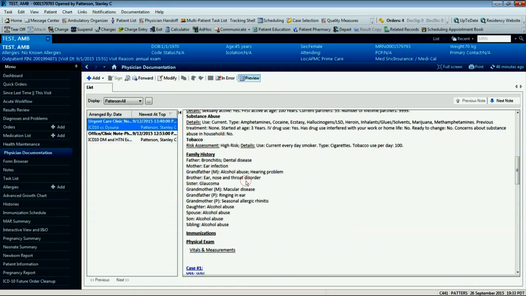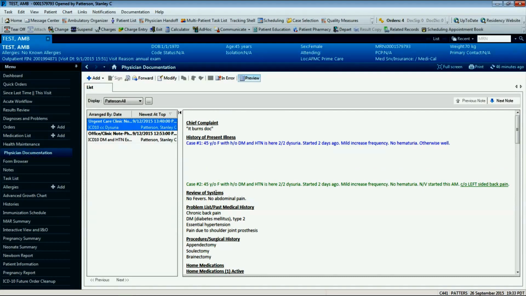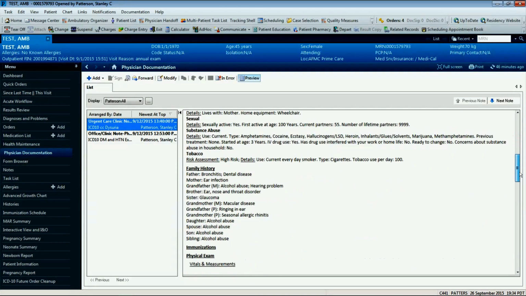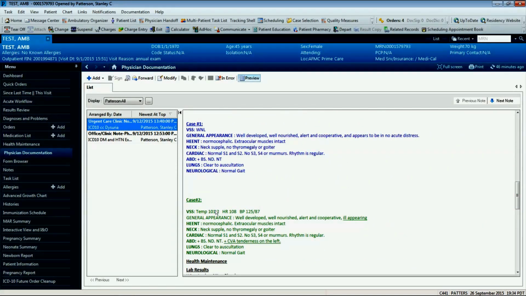Let's go back to this same patient, different clinical presentation. A 45-year-old female with a history of diabetes and hypertension is here secondary to dysuria. It started 2 days ago, with a mild increase in frequency and no hematuria, but this patient had nausea, vomiting, and left-sided back pain. She's febrile, a little tachy, blood pressure stable. She has some CVA tenderness on the left, and she's kind of ill appearing.